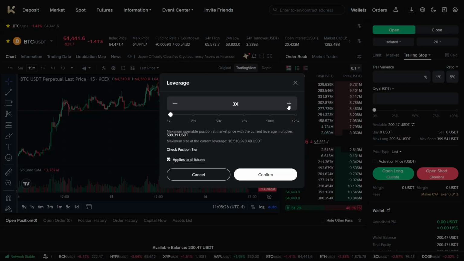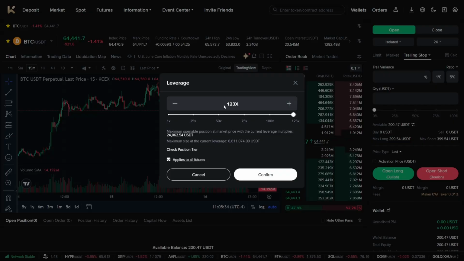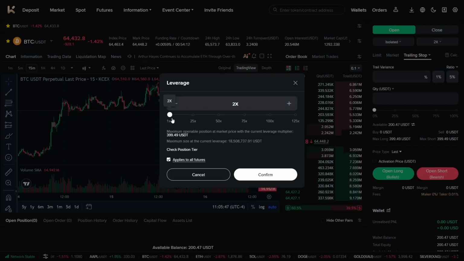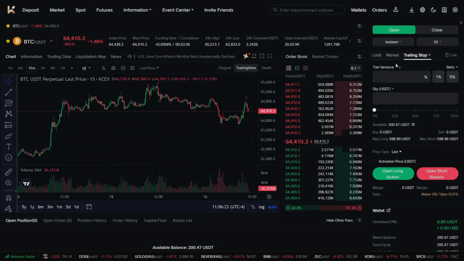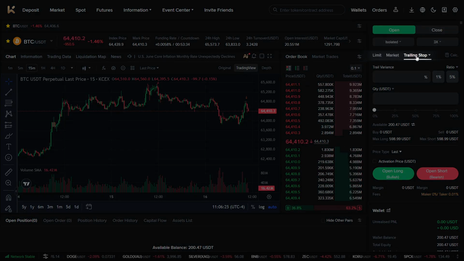KCEX offers much higher leverage, like 125x, but available doesn't mean advisable. We're going to stick with 3x leverage for this tutorial because it demonstrates leverage without taking the aggressive risk of a very high setting. So we're just going to confirm this. Now we're getting closer to creating our futures order. We next want to look at the order types. So up here we can see limit, market, and trailing stop.